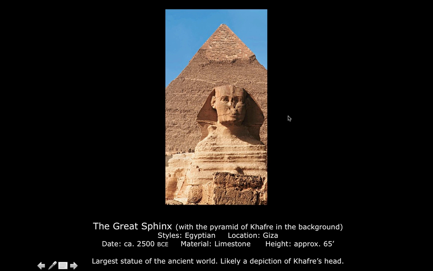Here's the Great Sphinx, and this is the pyramid of Khafra in the background. So this is the Egyptian style. This is the largest statue of the ancient world, and likely there was a large limestone knoll right out here in front of Khafra's pyramid, and that was carved away to make this sphinx, which has got the head of a man and the body of a lion. This is likely a depiction, or meant to be a depiction of Khafra's head, because this structure stands right in front of this greatest pyramid as sort of keeping watch over.